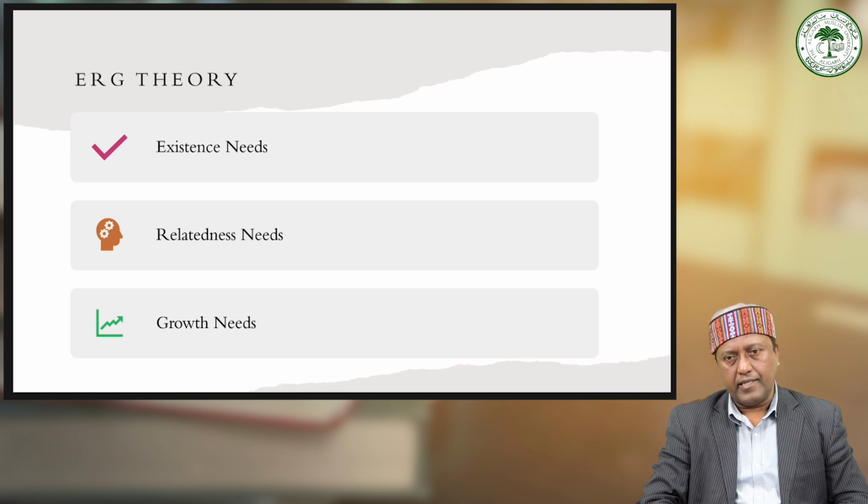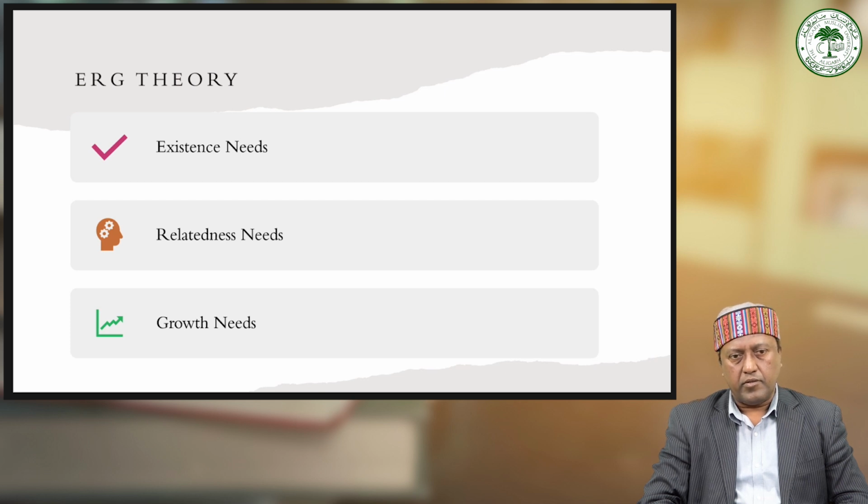Second factor here is relatedness needs. Relatedness needs focus on interpersonal relationships, social interactions, and a sense of belonging. This category includes the desire for positive relationships with colleagues, friends, and families. In the workplace, relatedness needs can be met through teamwork, social activities, a supportive work culture, and opportunities for collaboration.